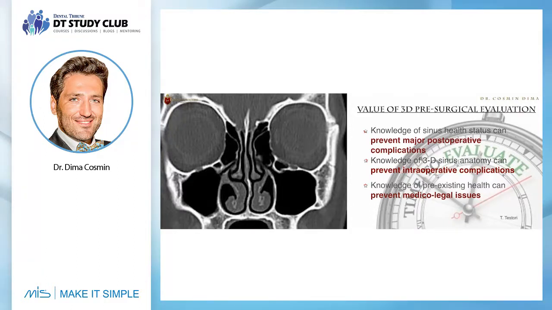Of course, it's very, very important to use 3D pre-surgical evaluation because there are statistics saying that on the panoramic X-ray we can see only about 60 to 70% of the details, but when we are trying to make the sinus lifting, we need more than that. That's why we need a CBCT to prevent major postoperative and also intraoperative complications, but also to prevent medical legal issues.